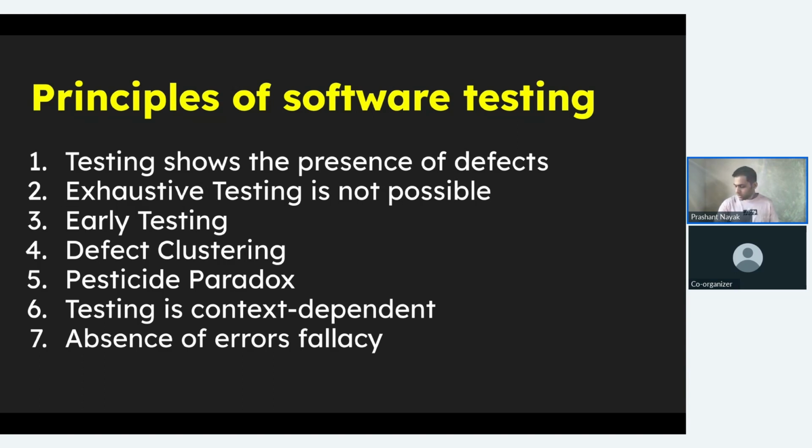Principle number 6 is that testing is context dependent. When I say context dependent, it means that different applications need to be tested in a different way. Let's take an example of gaming. Games need to be tested by playing the game, and then there has to be some kind of automation that keeps track of the different metrics of the game, like the scores and all those stuff.